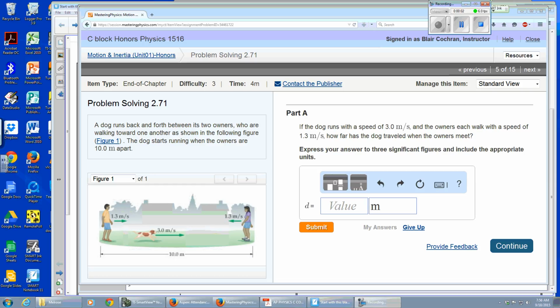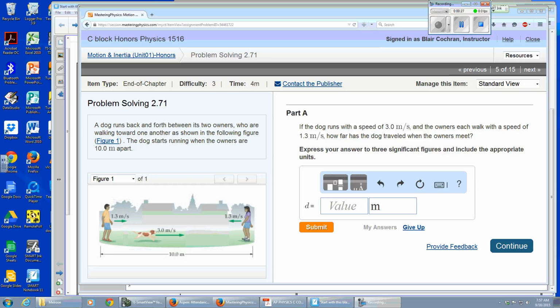All right, so we're going over this problem 2.71, or the dog one, as we called it. The dog runs back and forth between its owners who are walking towards each other. Showing the figure. The dog starts running, owners are 10 meters apart. The dog runs at this, and the owners each walk at the speed of this. How far will the dog travel when the owners meet?